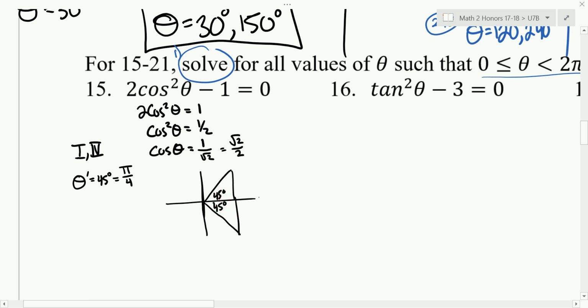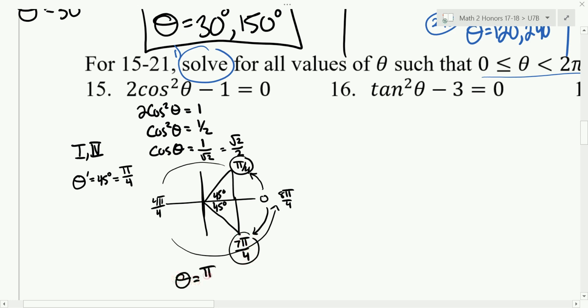But we're working in radians this time. So at 0 radians, we're going to go forwards pi over 4, and we get pi over 4. And if you keep going around, you're at 4 pi over 4. And keep going around, you're at 8 pi over 4. But we need to go back pi over 4, and we end up at 7 pi over 4 in quadrant 3. And those are our two answers. Theta is pi over 4 and 7 pi over 4.